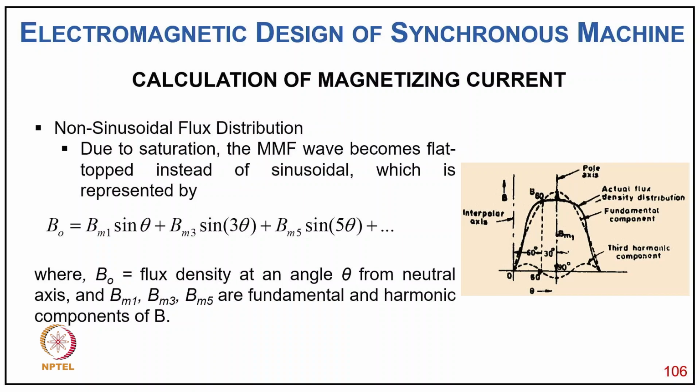So B theta becomes Bm1 sin theta plus Bm3 sin 3 theta plus Bm5 sin 5 theta. So B theta is the flux density at angle theta from the neutral axis, and Bm1, Bm3 and Bm5 are the fundamental and harmonic components of flux density B.